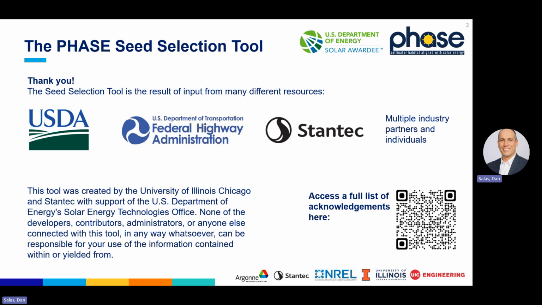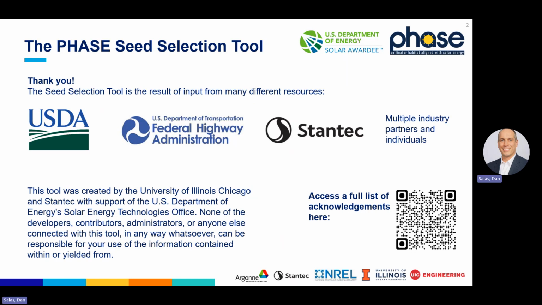Stantec and their native plant nursery has worked closely with other native plant vendors across the U.S. to inform commercial seed availability. And then also, of course, the multiple partners and organizations and industry members that have helped review drafts of this tool and weigh in on what aspects of it are important. You can access the full list of acknowledgements here on the phase website.